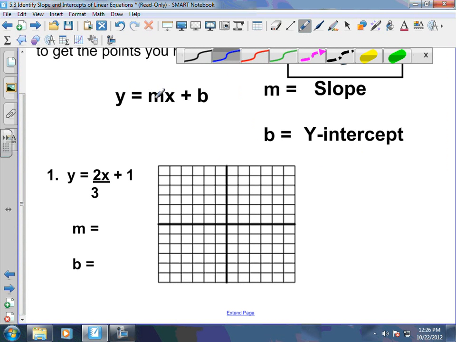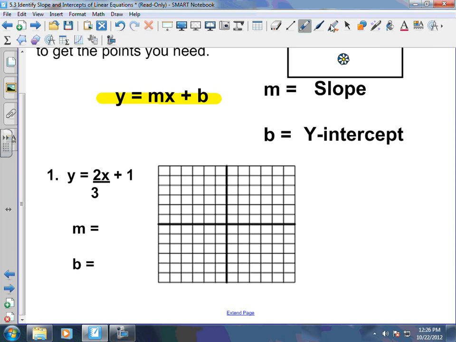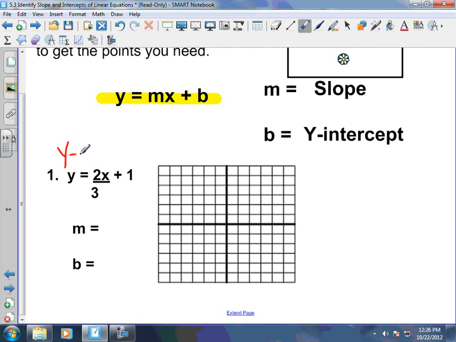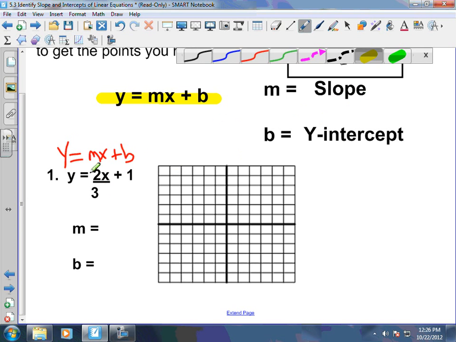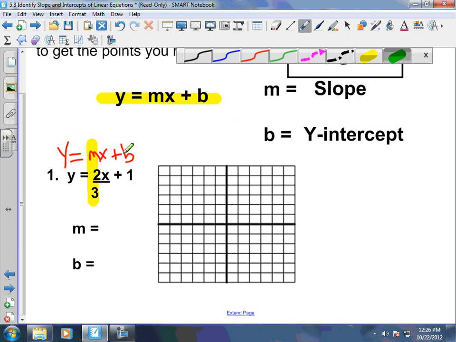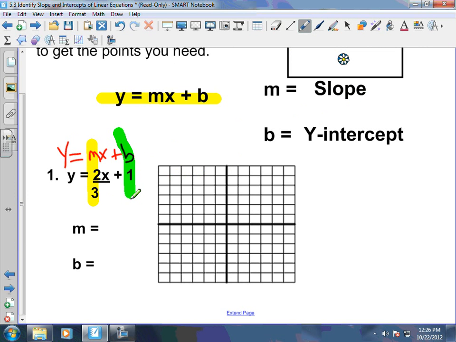Y equals mx plus b is slope-intercept form. You have seen this before in junior high. So let's put that right here. Y equals mx plus b. M is your slope, and it is the number next to the x. So the number next to x is your slope. Your y-intercept is your b. It is the number by itself.